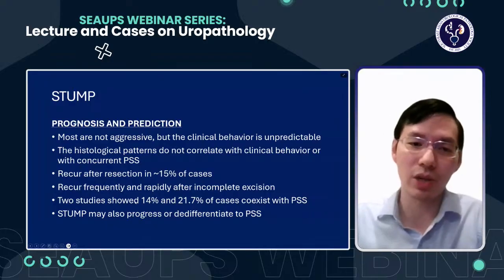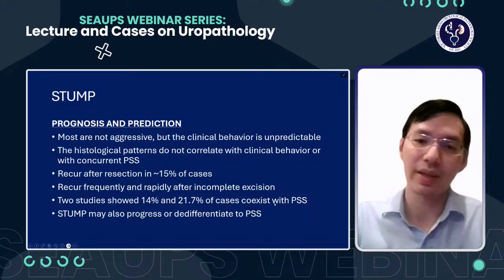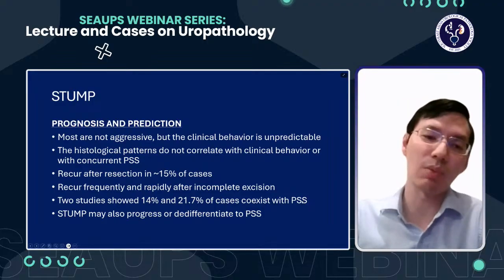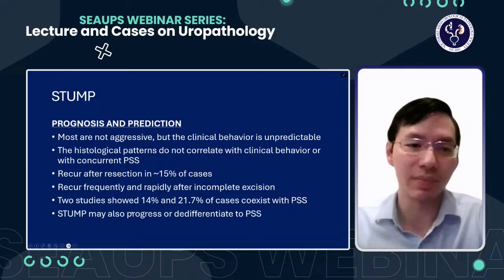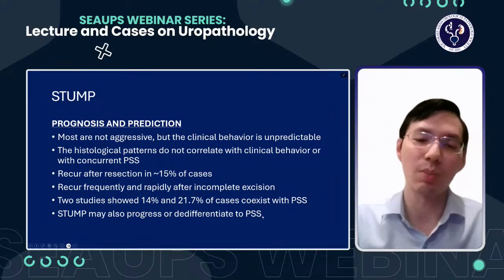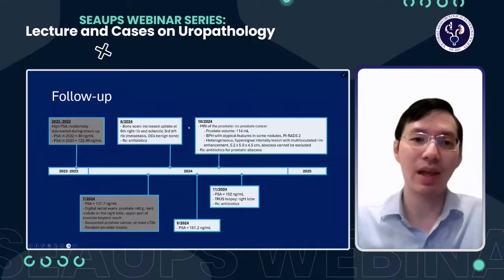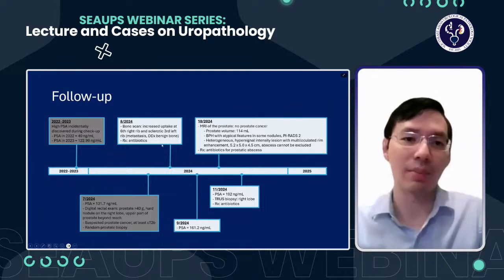And there are two studies that show that 14% and 21.7% of cases can coexist with a prostatic stromal sarcoma. A STUMP may also progress or dedifferentiate to prostatic stromal sarcoma. And that's it. I'm going to give you some follow-up information.